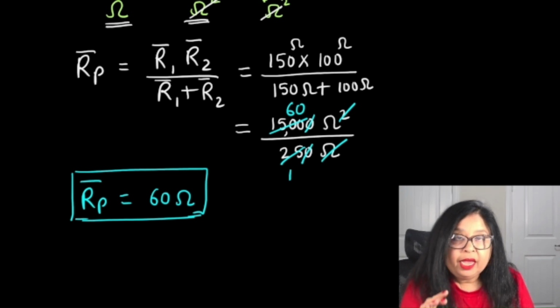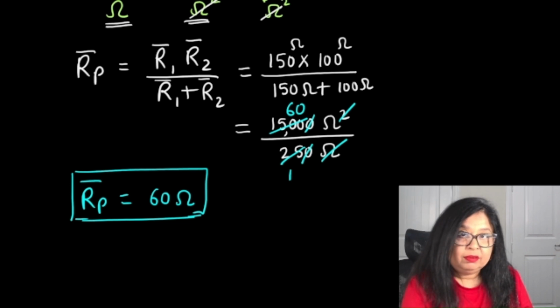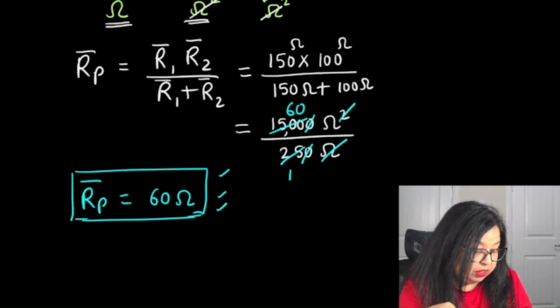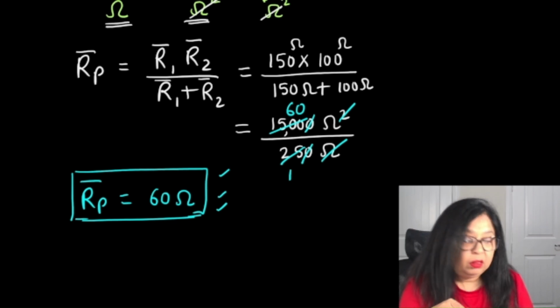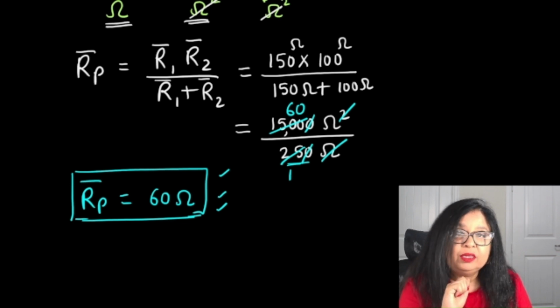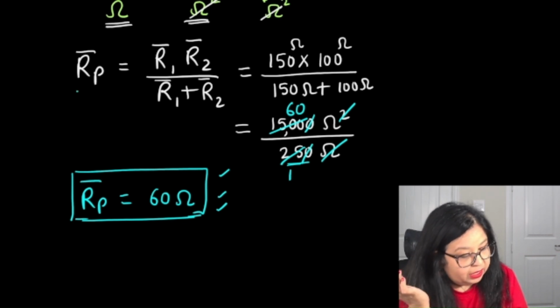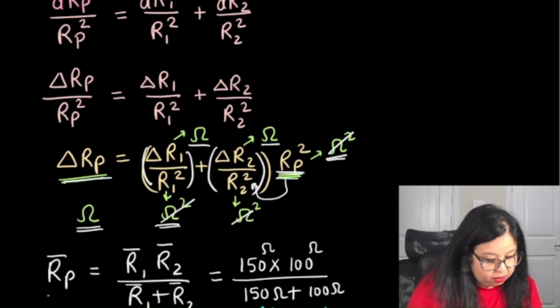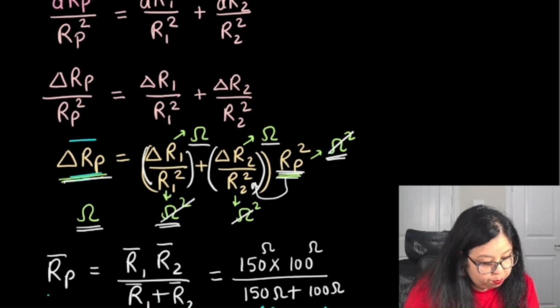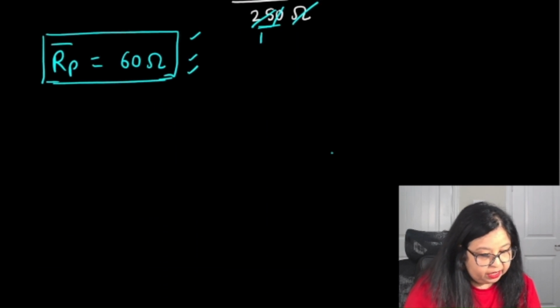When we look at the chapter on resistance, we are going to understand why the resistance decreases when added in parallel and why it increases when added in series. Now is not the time to do that. Now is the time to solve for this delta RP bar. Let's go ahead and do that.